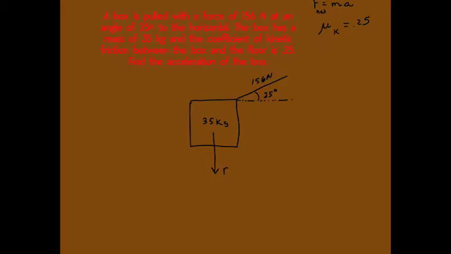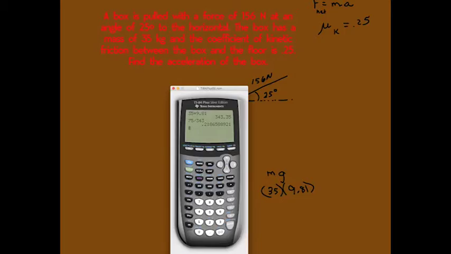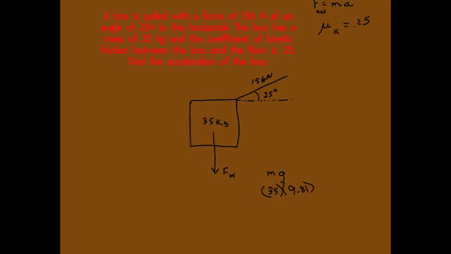This is the force of the weight of the box in the downward direction. We find this by multiplying the mass times little g, or 9.81. So this is going to be 35 times 9.81 meters per second squared, which is 343. So the weight in the downward direction is 343.